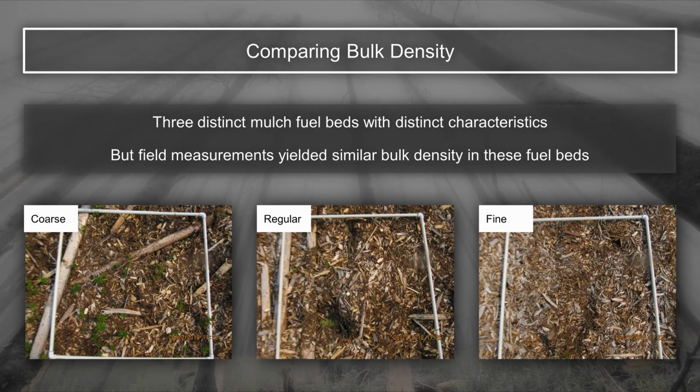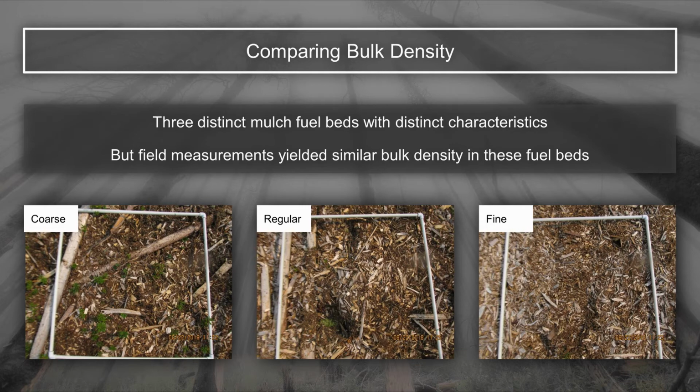In characterizing these fuel beds, bulk density was considered as a metric to compare compaction of the fuel beds. We applied the data collection methods described earlier to determine fuel load and fuel bed depth, and these measurements resulted in some confounding results in that bulk density of all these fuel beds was similar at 150 kilograms per cubic meter.